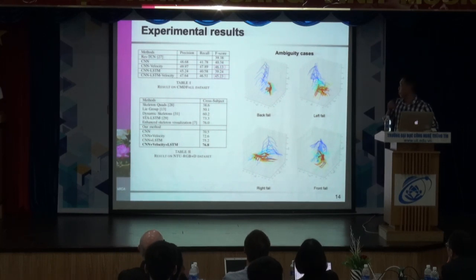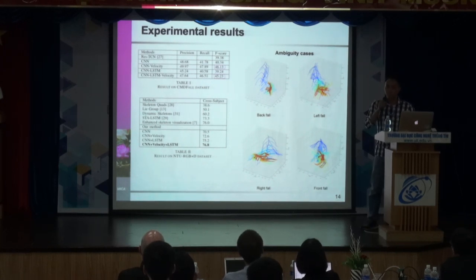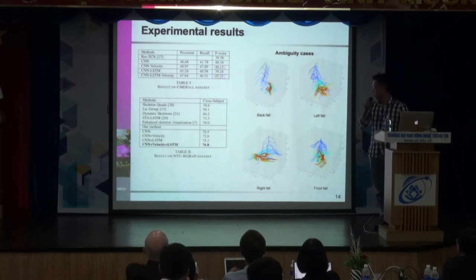And here are our experiment results. With the CMDFall dataset, we see that the velocity can contribute about 5 to 6% of improvement, but using CNN LSTM actually decreases the result. But in the case of NTU RGBD, by adding velocity and LSTM, the final result can be improved. I think that's mostly because of the complexity of this model. CNN LSTM will require more training data.